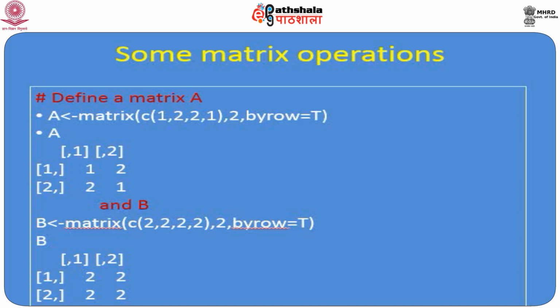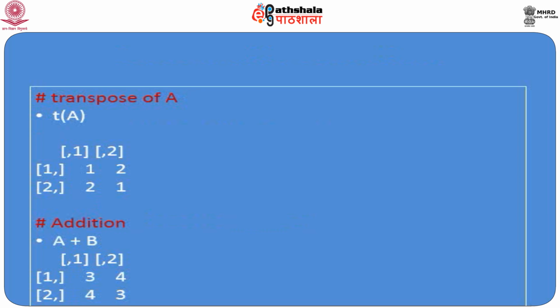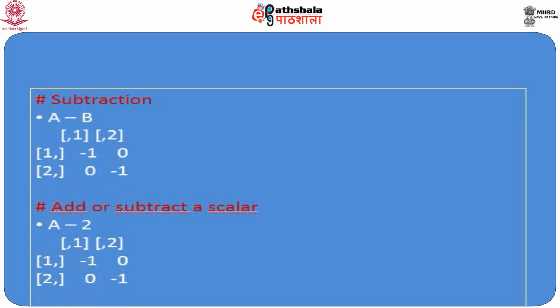Now we are concentrating on some of the matrix operations. Let's consider transpose of A to start with. You need to use t(A), that is t, then within brackets capital A, the A matrix that we have just input, to get this. Again, by just writing A plus B, you will have element-wise addition of two matrices. A minus B will give you the element-wise subtraction. You can also add or subtract a particular scalar quantity from all the elements of a matrix.